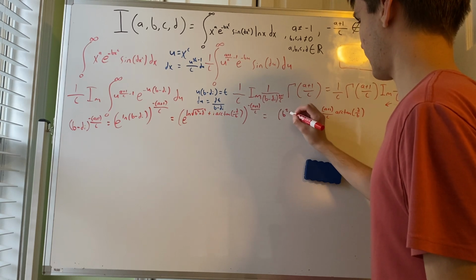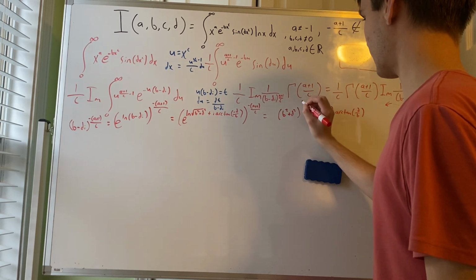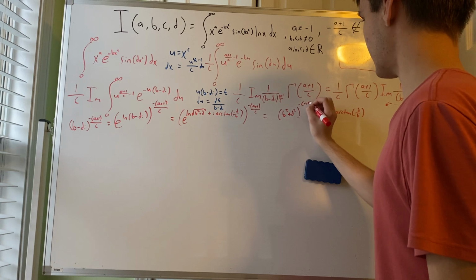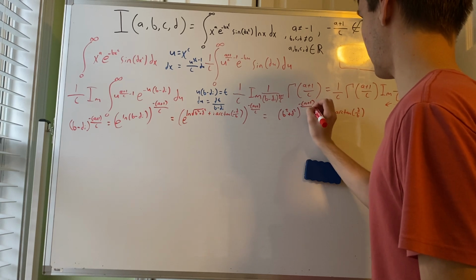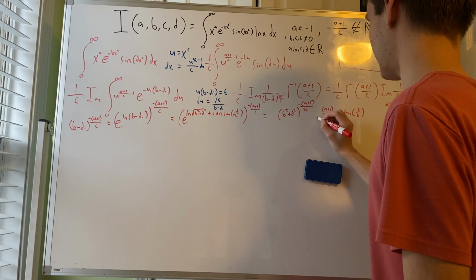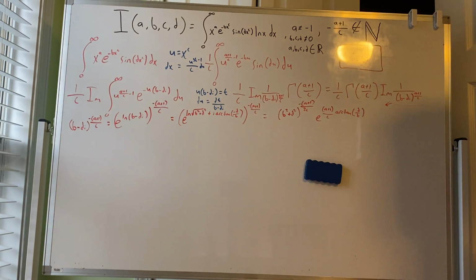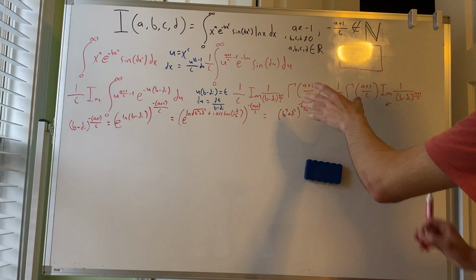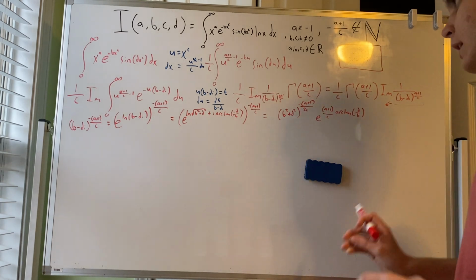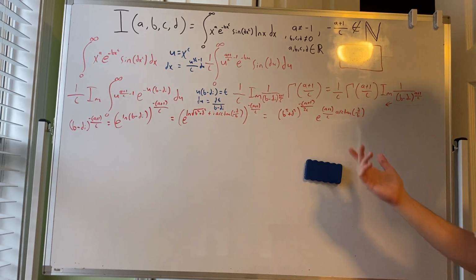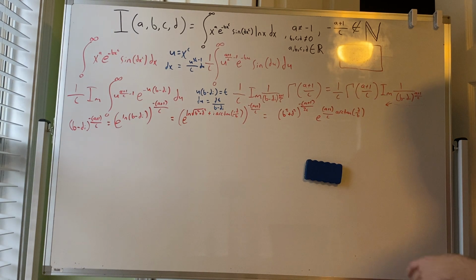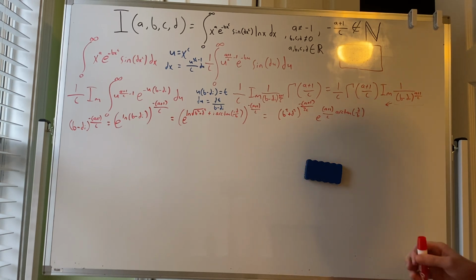b squared plus d squared to the minus a plus 1 over 2c. And then we still have e raised to this power, because we can just multiply them, remember? Because the terms in the exponent were added, so we can multiply them. And that's what I did, and I canceled out the e to the ln. And boom, we have this term right here, which once again is just a constant. So we're not going to care about that with the imaginary part.